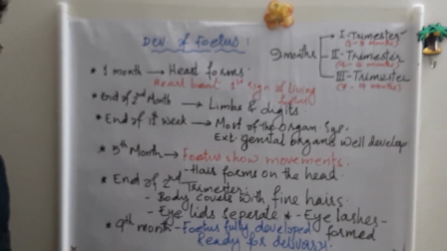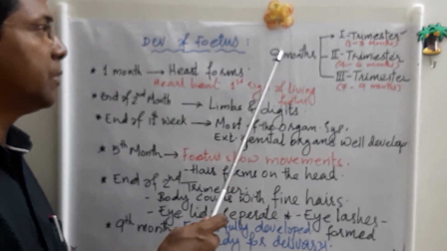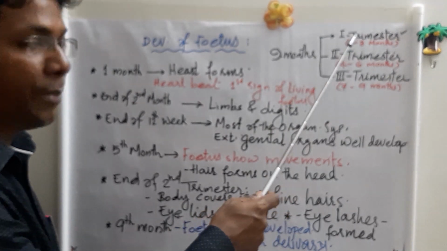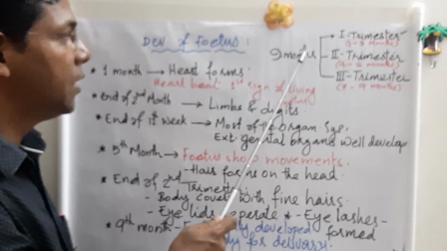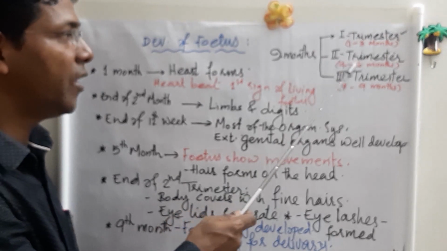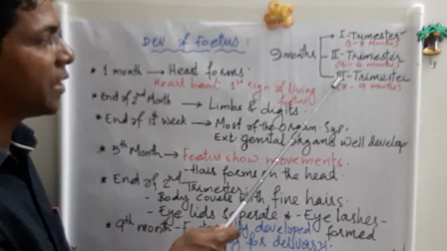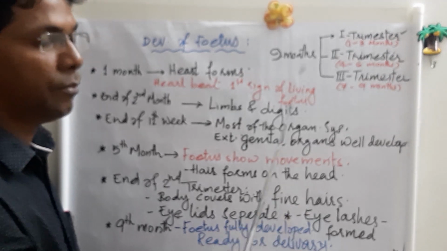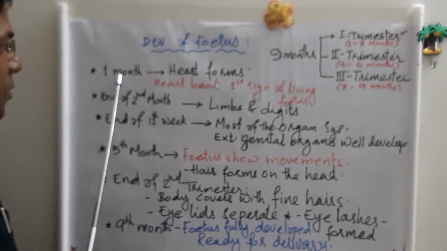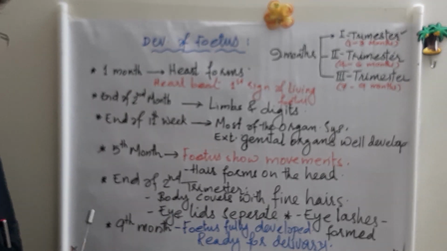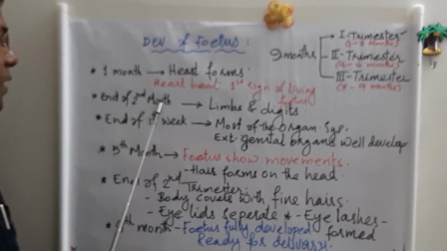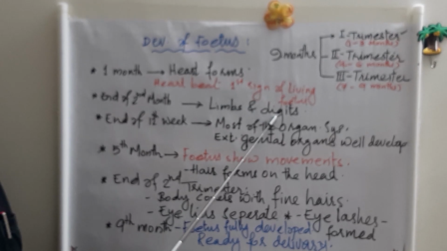The gestation period in human beings is 9 months, as it is divided into 3 trimesters, each a period of 3 months. The first trimester lasts from 1st, 2nd and 3rd month. Second trimester is 4, 5 and 6 months, and third trimester is 7, 8 and 9 months. During the first month, heart forms in the embryo. So which is the first sign for living fetus? Heartbeat. Then end of the second month, limbs and digits are formed. Hands, legs, fingers, everything will be formed.